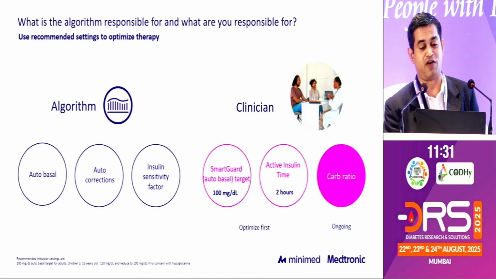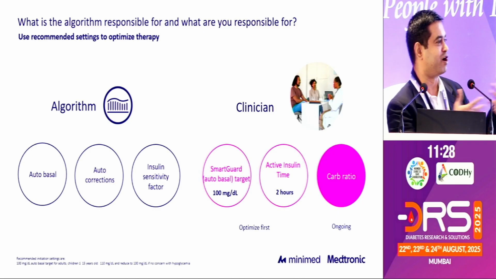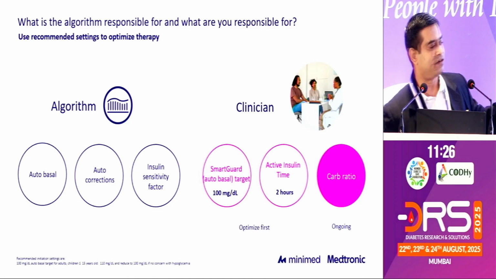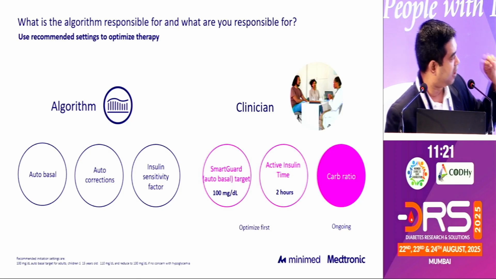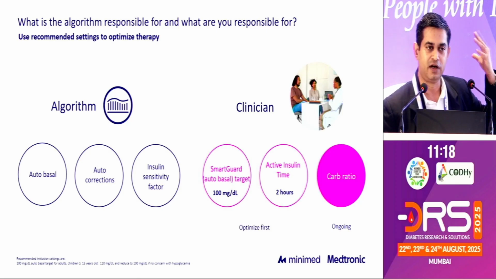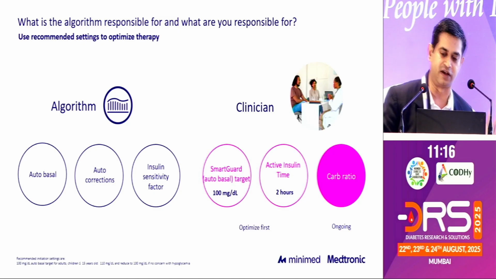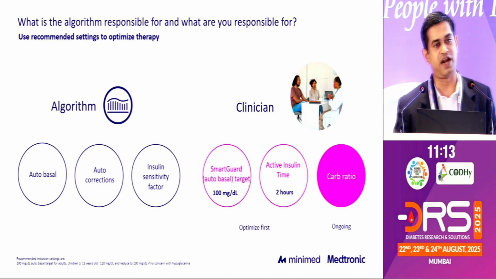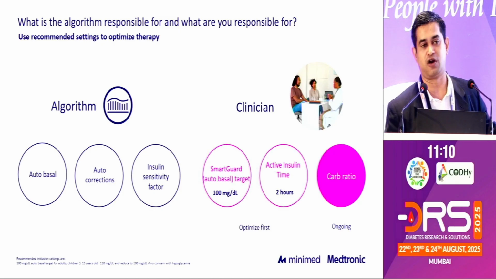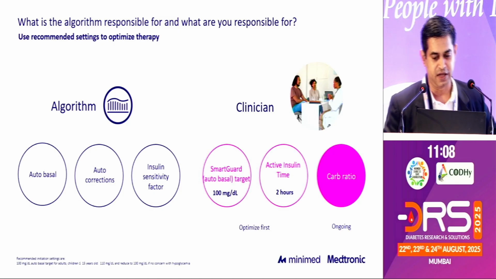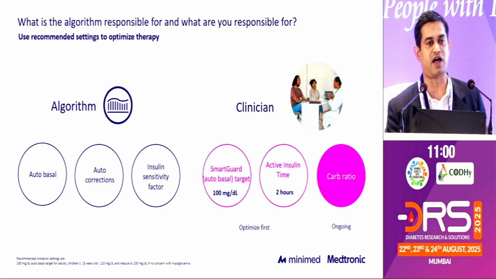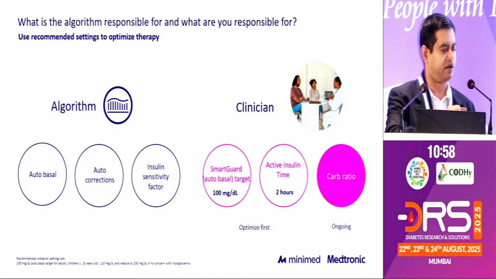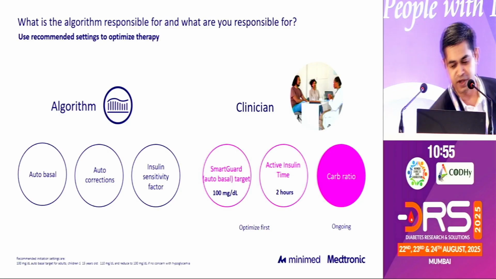Then you will ask me, if the algorithm does everything, what's the role of you and me as a physician? The algorithm will, depending on the sensor glucose value, automatically deliver basal and correction boluses, and also calculate the insulin sensitivity factor. As a clinician, you and I have to decide what should be the target for that particular type 1 or whatever type of patient we serve. Then what should be the active insulin time in that device and the carb ratio. So these are only three things we have in our hand to titrate, to do the permutation combinations. Rest all will be done by the algorithm.